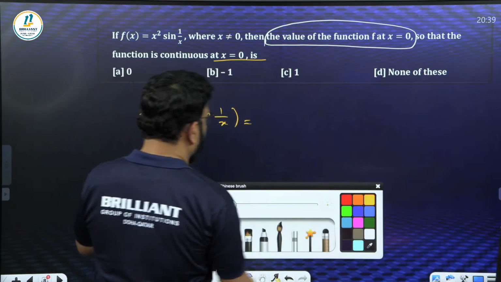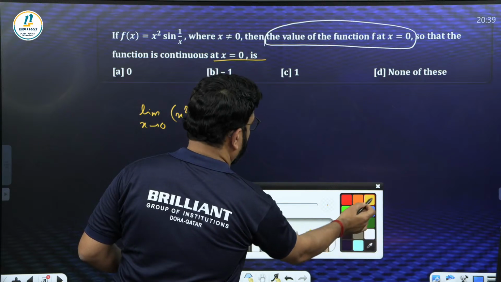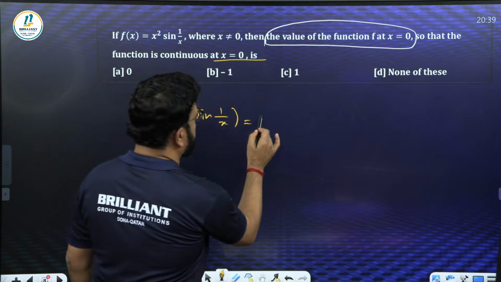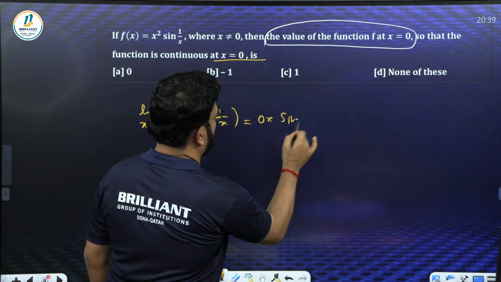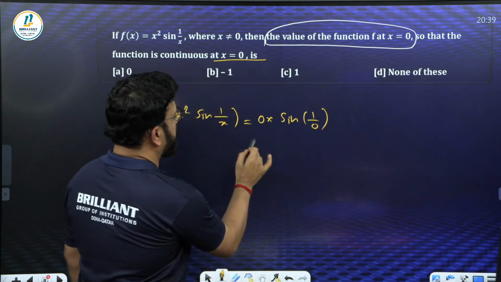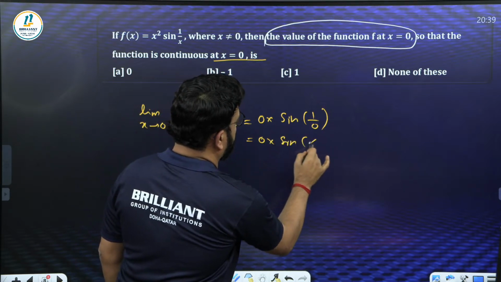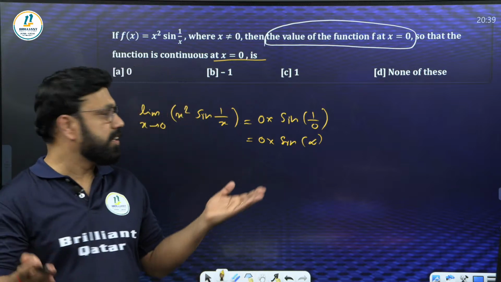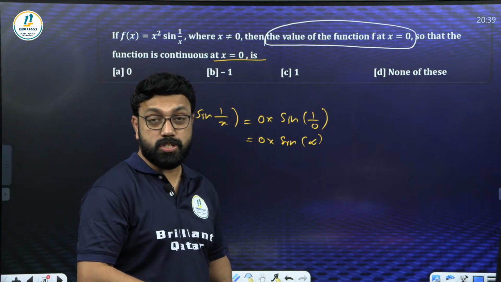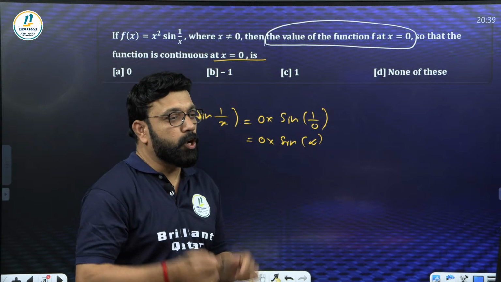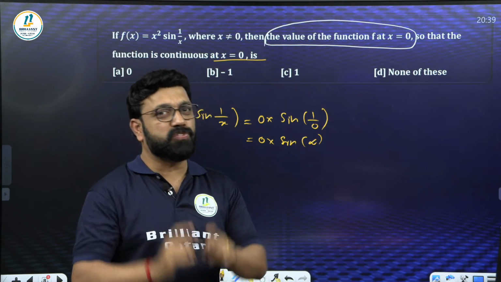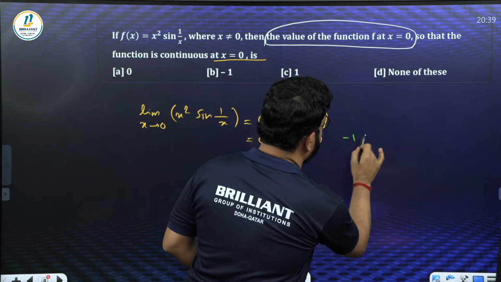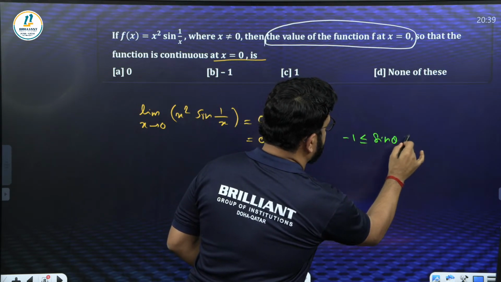So here, x square into sine 1 by x is equal to what? Substituting the value, x square means 0 square, 0, into sine of 1 by 0. That means 0 into sine of, we are writing here, not defined or infinity. What is the sine value of that, sine infinity or sine not defined? What will we write there? The range of the sine value is what? -1 less than or equal to sine theta less than or equal to what?